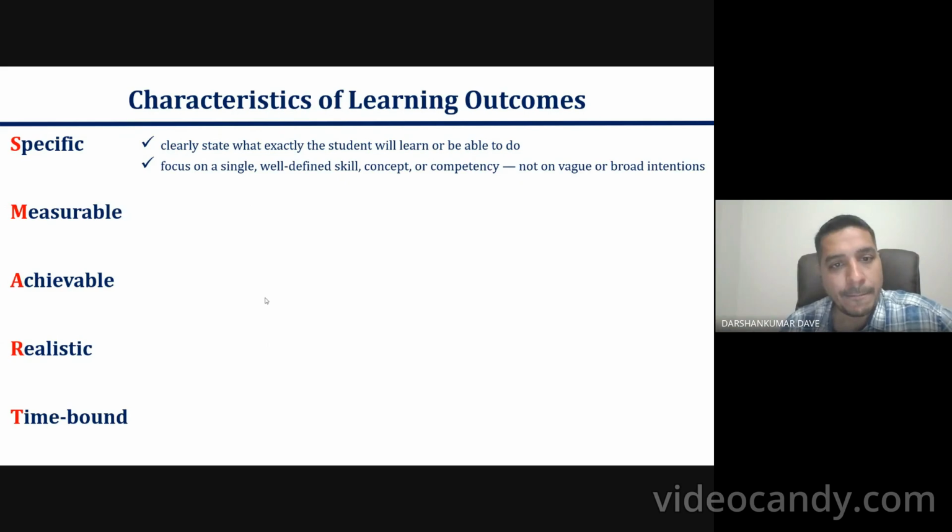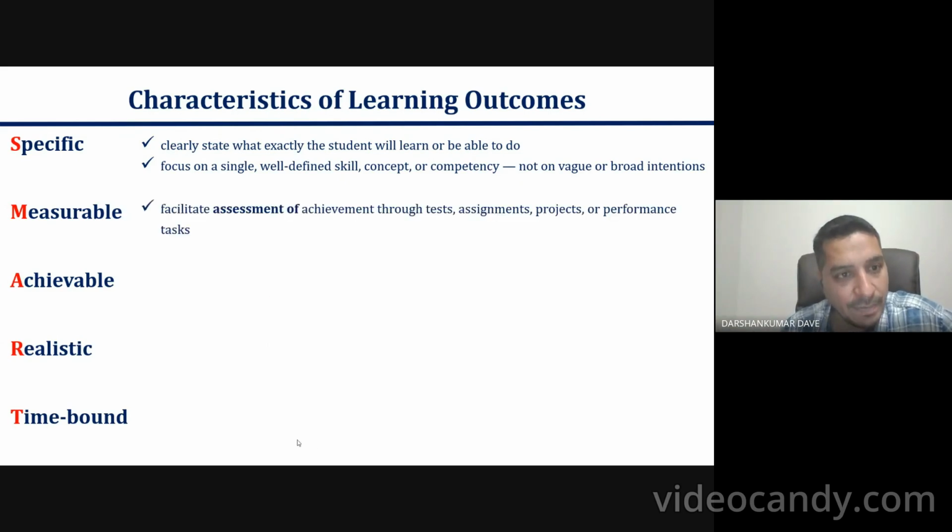Next is measurable. What does it mean for a course outcome to be measurable? Measurable means the learning outcome should be written so that the achievement or learning can be observed or assessed through various tools such as tests, assignments, projects, or performance tasks. It should be assessed, it should be observed. The learning should be visible, and it should be measured up to what extent the learning has gone.